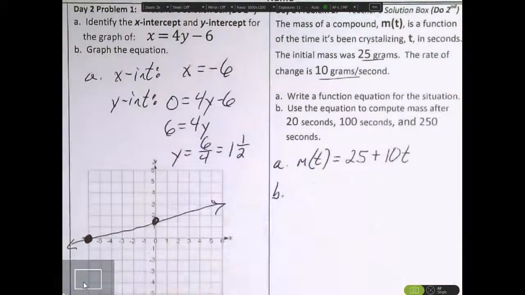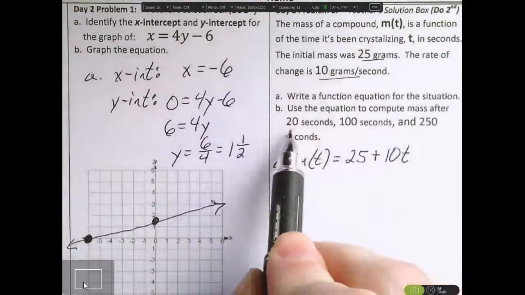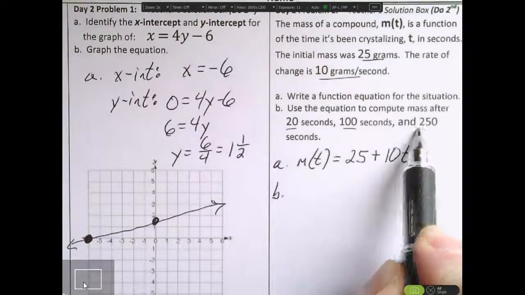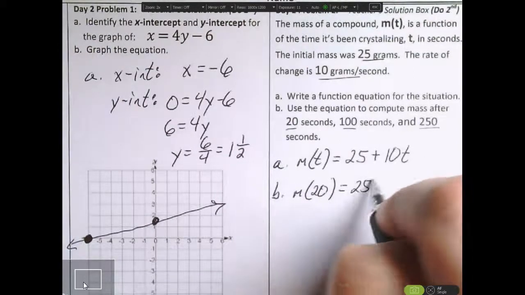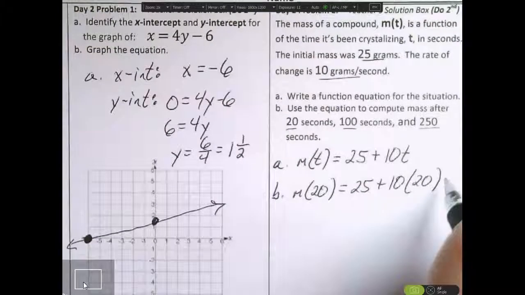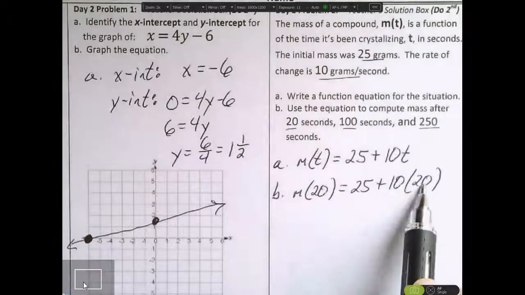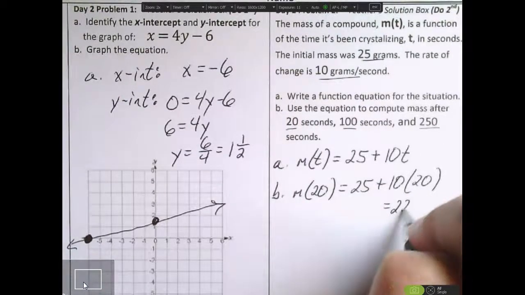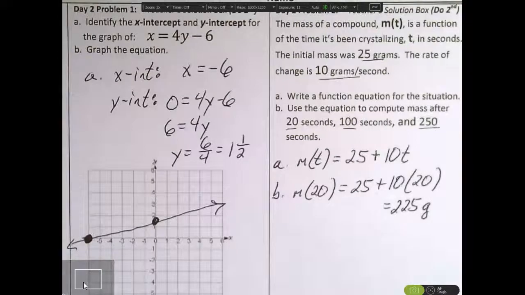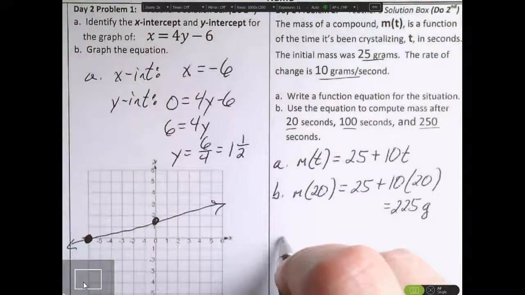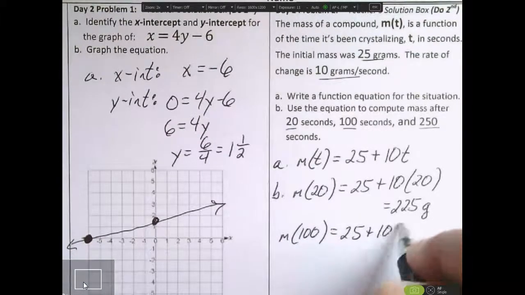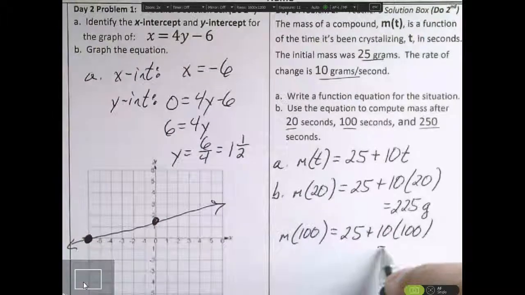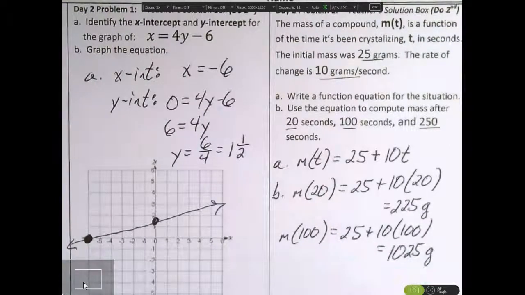Now in part B, we can evaluate this equation for these various times, 20 and 100 and 250. So m of 20 equals 25 plus 10 times 20. 10 times 20 is 200, plus 25 is 225 grams of this crystal compound. Now m of 100. It's 25 plus 10 times 100. 10 times 100 is 1,000, plus 25 is 1,025 grams of this crystal compound.